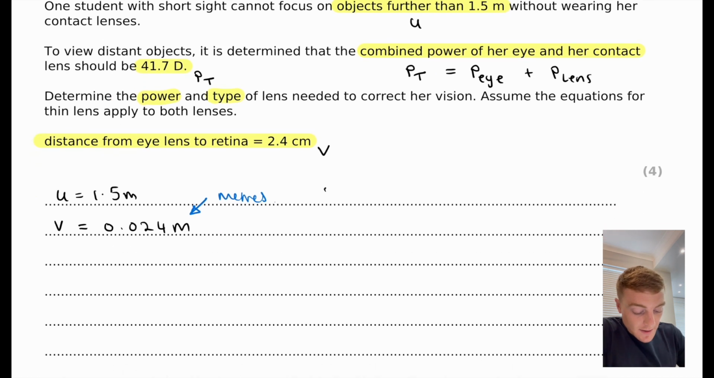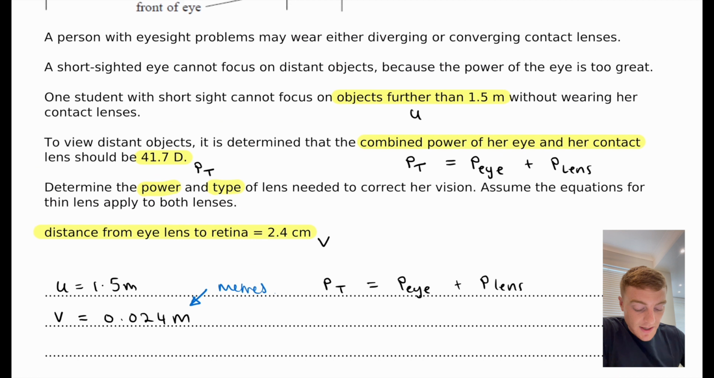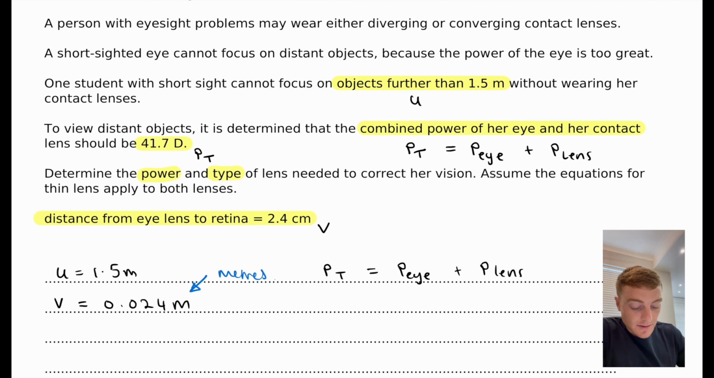Okay, so I'm just going to write down everything that I've been given. Okay, so now let's think about what the question's actually asking. It's telling us the total power, PT, should be 41.7. So let's write that. Okay, and then it says a student with short sight cannot focus on objects further than 1.5 meters, and we want an image formed at 2.4 centimeters.